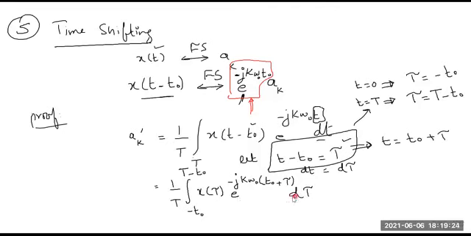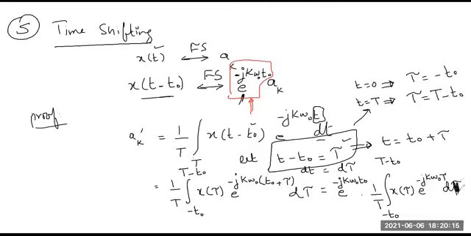Now you can see that this integration is with respect to tau, but there is one term, e power minus jk omega naught t naught, and this whole term is constant. So we can take it out of the integration sign. What we get is e power minus jk omega naught t naught, and we are left with the integration from minus t naught to capital T minus t naught of x of tau e power minus jk omega naught tau d tau.